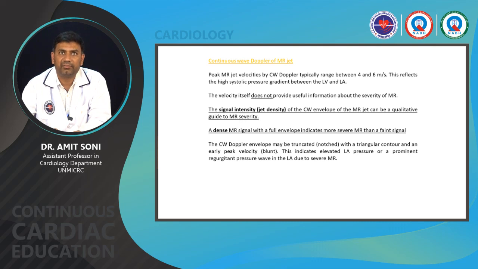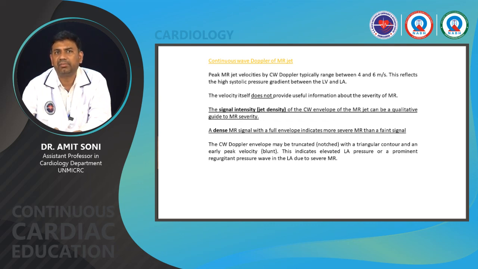Continuous wave Doppler of mitral regurgitation. The peak mitral regurgitation velocity by continuous wave Doppler typically ranges between 4 and 6 meters per second. This reflects a high systolic pressure gradient between the LV and the left atrium. The velocity itself does not provide useful information about the severity of mitral regurgitation. The signal intensity, the jet density, is important. The density of this continuous wave envelope of mitral regurgitation can be a qualitative guide to mitral regurgitation severity. A dense MR jet signal with a full envelope indicates a more severe MR than a faint signal.